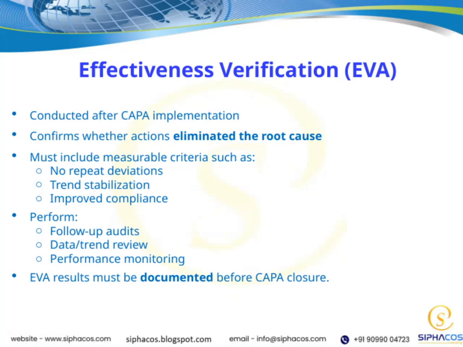After we've implemented the CAPA, it's essential to verify that the actions we took actually addressed the root cause. This step helps us confirm that the problem won't recur. To do this effectively, we need to look at measurable criteria such as ensuring there are no repeat deviations, that trend patterns have stabilized, and that overall compliance has improved. These indicators give us confidence that our corrective actions are working.